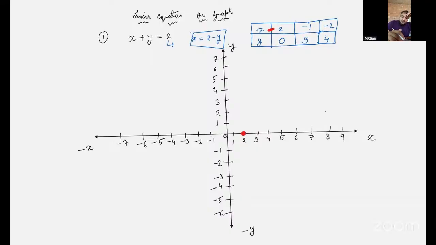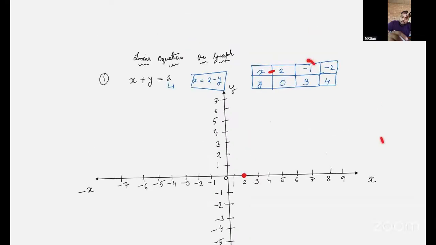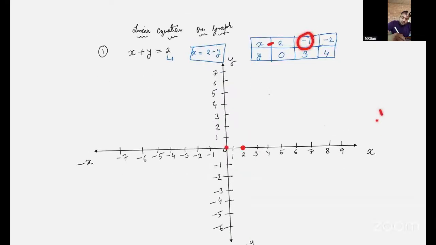Got it? Nayantara, now where is the next point? Where will you put the next point? First is -1, no? So first you have to go to -1. On x you go to -1 and then up to 3. So y is 3. So I got this point. It's going to look like this. Got it?